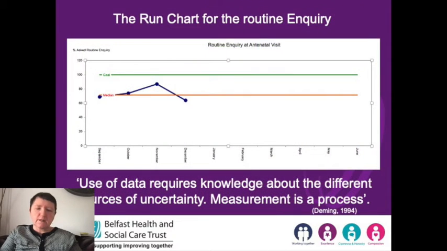Use of data requires knowledge about the different sources of uncertainty. Deming stated that measurement is a process. The QI utilised the run chart. It is in its early stages, so only 2 months of data is recorded on this chart.